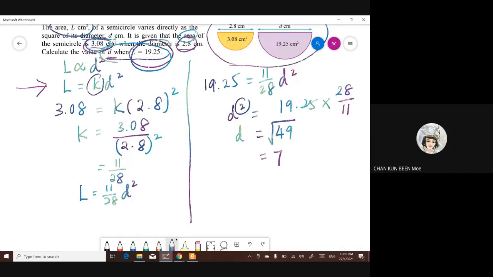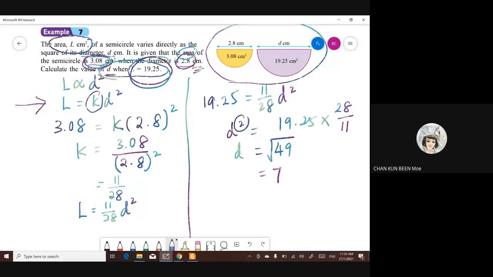7 what? Because this is the diameter, right? The unit is cm, so write down centimeter. There's another alternative method that you can see from your book, which is using the ratio method. I think I rubbed off this part here.